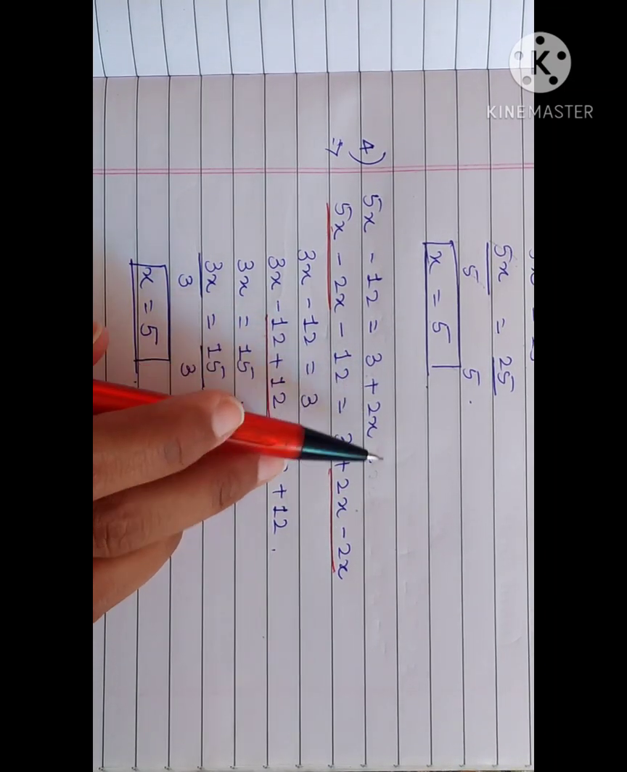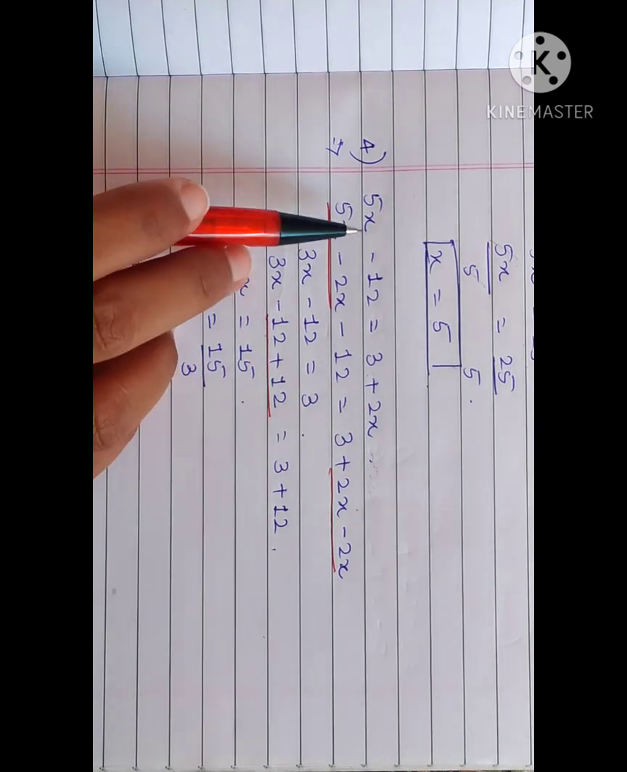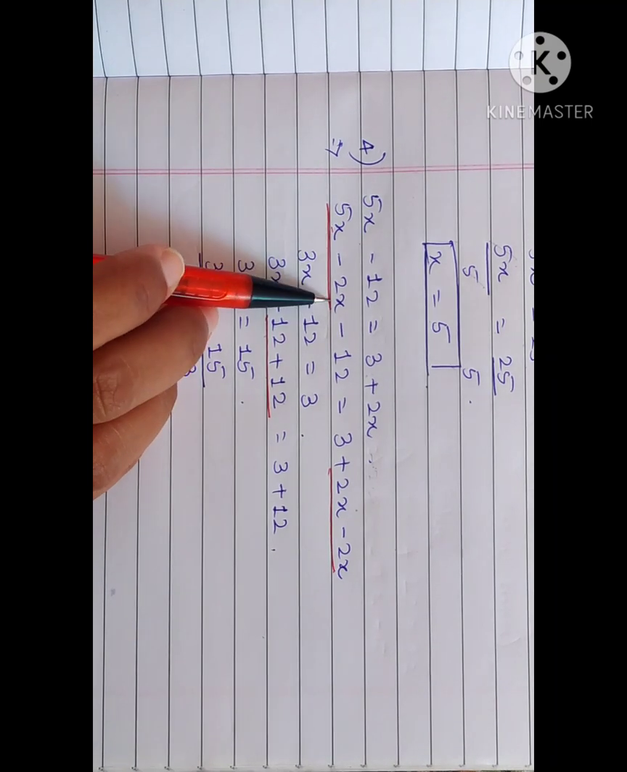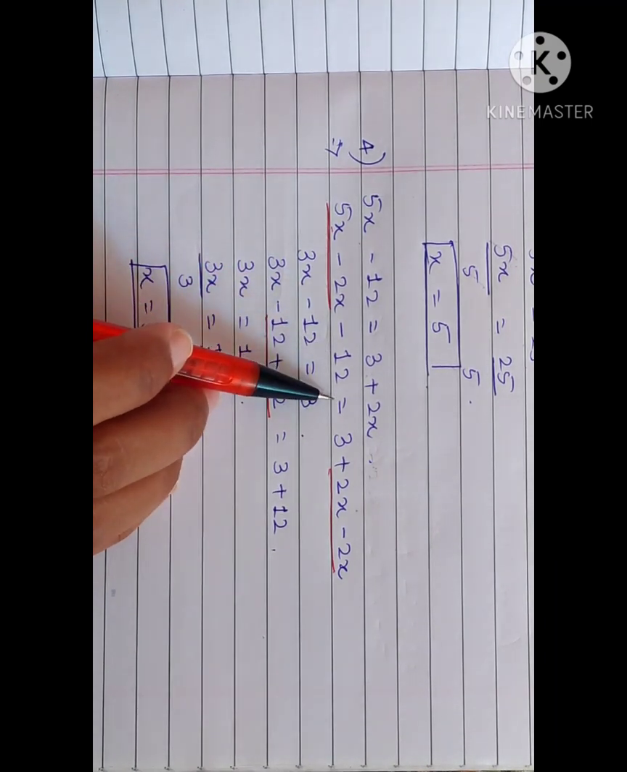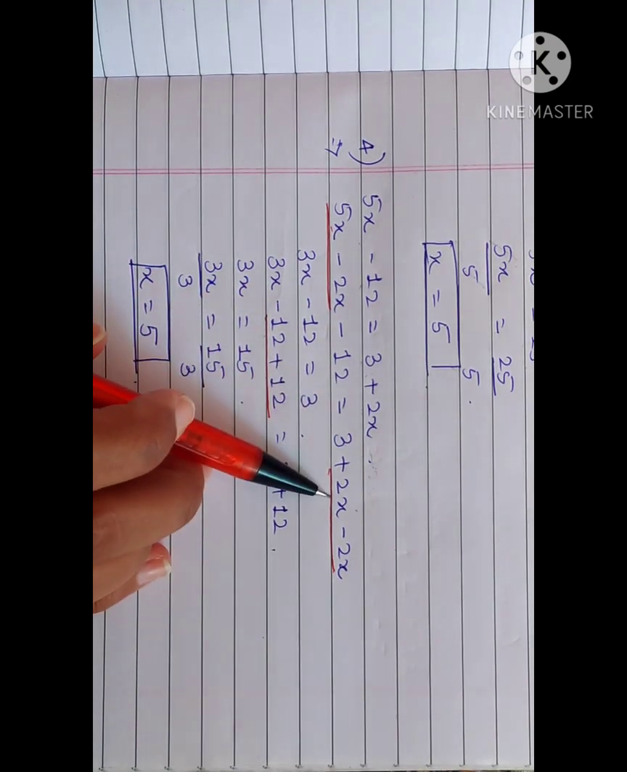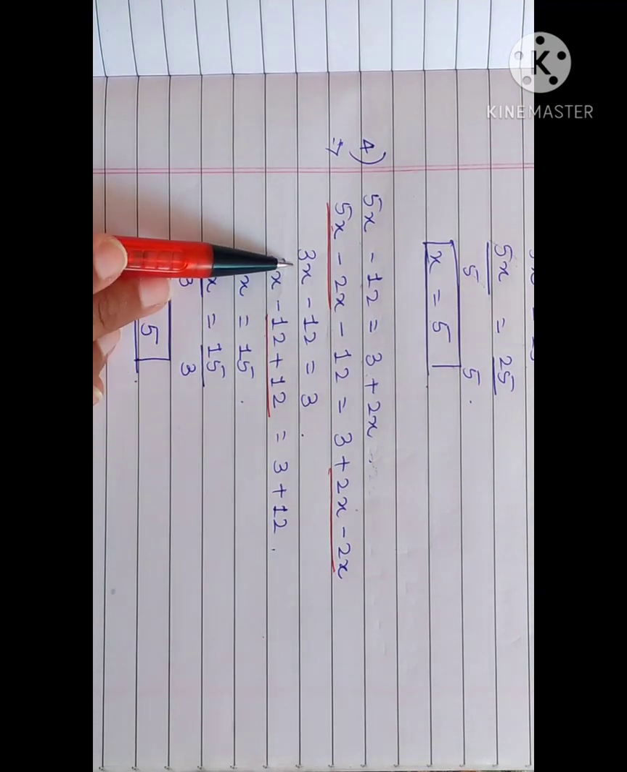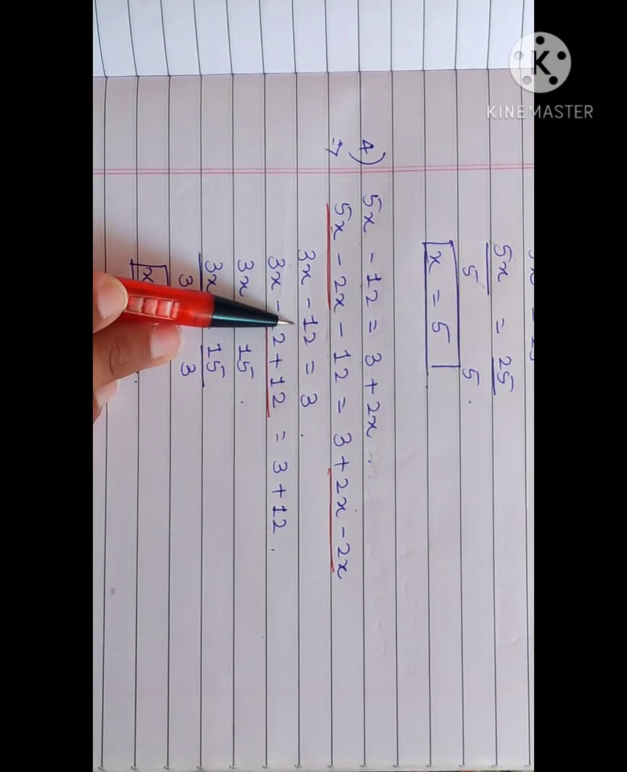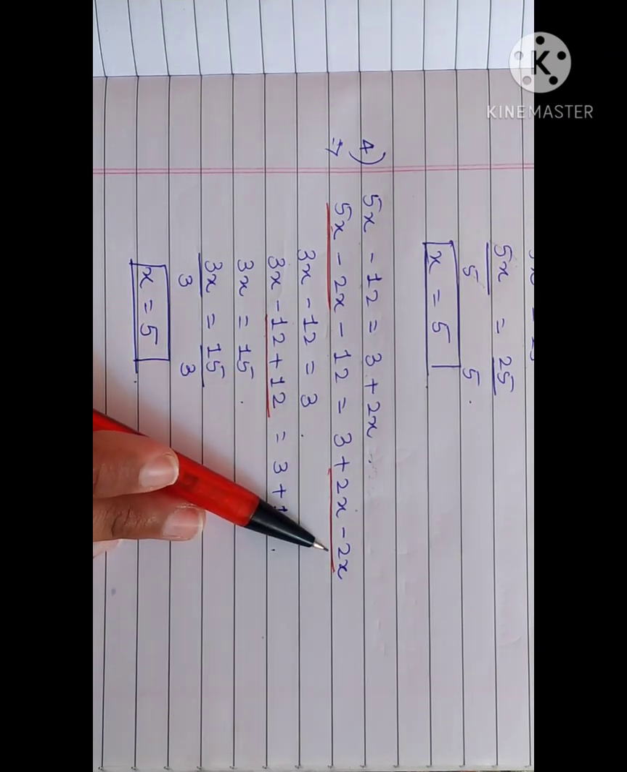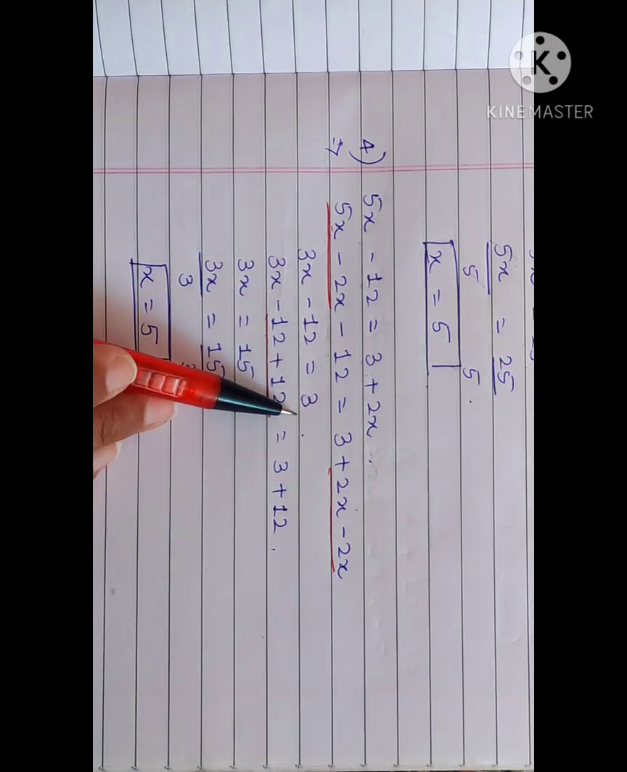So we subtract 2x from here. And if we are subtracting 2x on this side, we have to subtract 2x on this side also. So this becomes 5x minus 2x minus 12 is equal to, this minus 12 is as it is equal to 3 plus 2x minus 2x. Now 5x minus 2x is equal to 3x minus 12 as it is equal to 3 as it is, and 2x minus 2x is going to be equal to 0. So we have got 3x minus 12 is equal to 3.